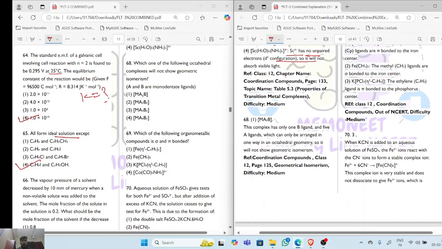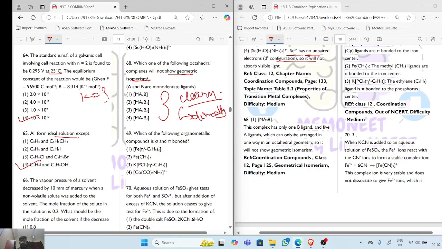Which one of the following octahedral complexes will not show geometrical isomerism? Okay, so the options are MA5B, MA2B4, MA3B3, and MA4B2. We have to learn all these types of compounds, so we can directly answer in the exam. We don't have to draw each and every structure; we have to learn these basic structures, so we can directly answer and save our time.